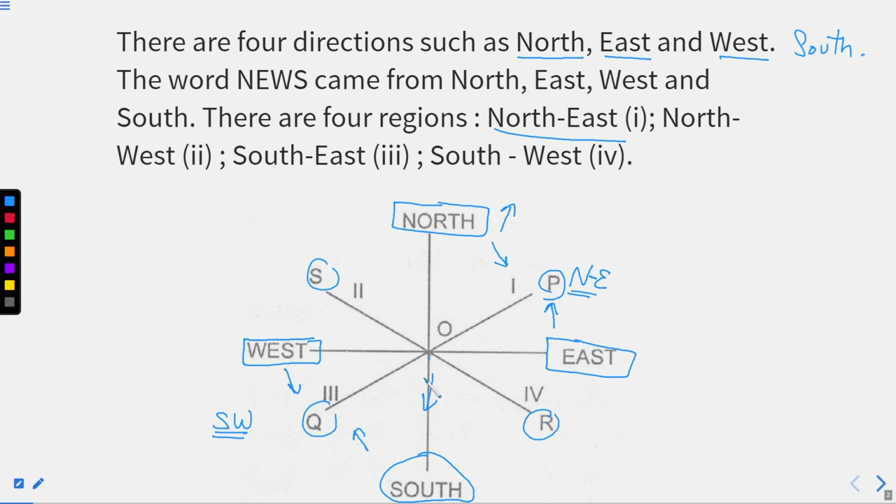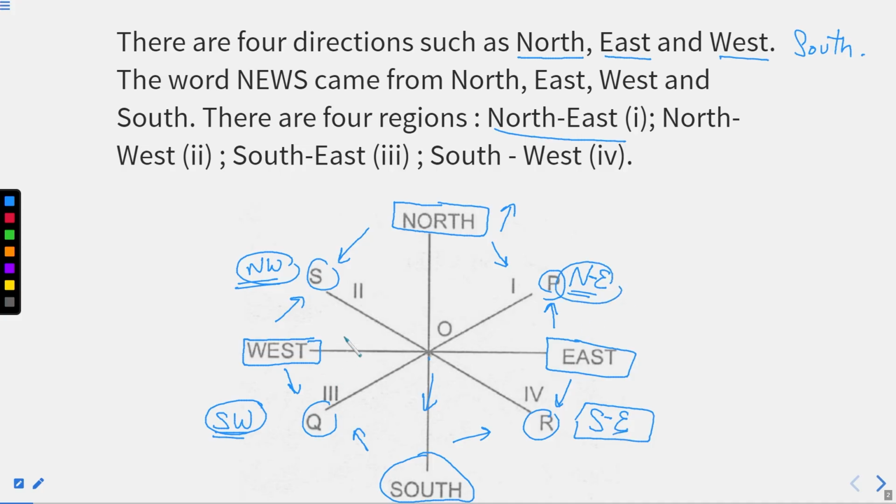Similarly, if we move to the letter R, we know that it is in between south and east, so it will be called southeast, right? I hope this is also clear, right? And similarly, if we talk about the letter S, it is in between the north direction and the west direction and we call it northwest. I hope this part is clear. So these four are the regions between our four major directions. I hope this part is clear, right?